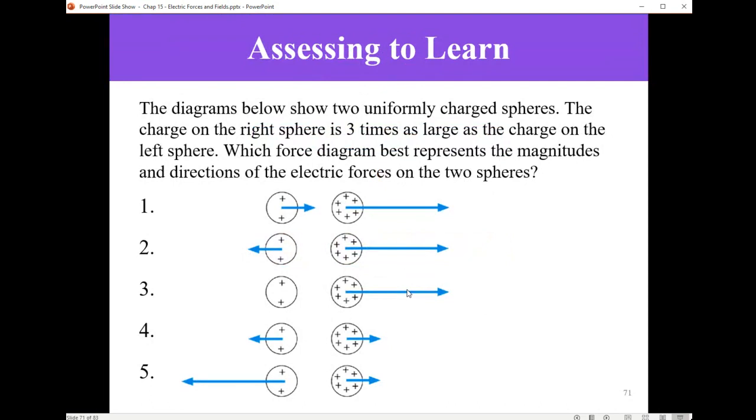The diagrams below show two uniformly charged spheres. The charge on the right sphere is 3 times as large as the charge on the left sphere. Which force diagram best represents the magnitudes and directions of the electric forces on the two spheres?